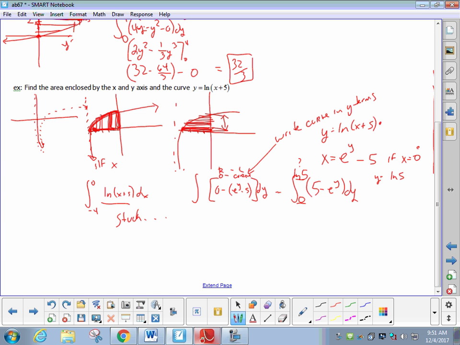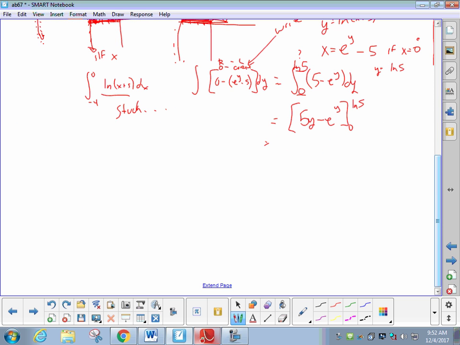All right. Now we're rolling. If we integrate, the antiderivative of 5 minus e to the y is 5y minus e to the y from 0 to natural log of 5. Anytime I see a 0 and an exponential, I'm careful. I don't say, oh, that's going to be 0. So at natural log of 5, I get 5 natural log of 5 minus e to the natural log of 5. That's nice. At 0, I get 5 times 0 minus e to the 0.